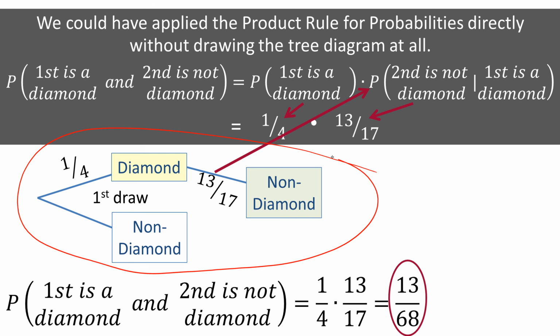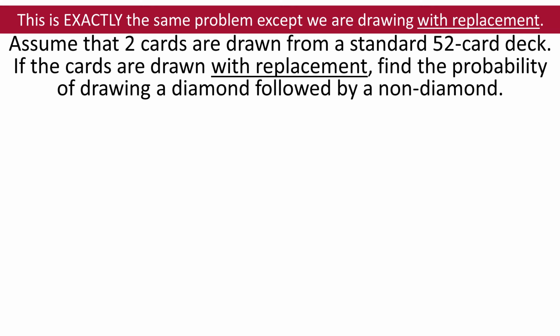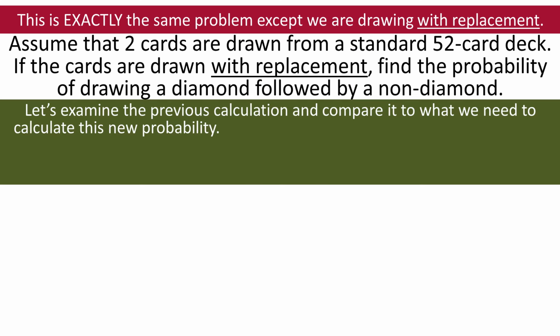Assume that two cards are drawn from a standard 52 card deck. If the cards are drawn with replacement, find the probability of drawing a diamond followed by a non-diamond. First thing you should notice is this is exactly the same problem we just solved, except that now we're drawing with replacement instead of without replacement. That has very little effect on the process.